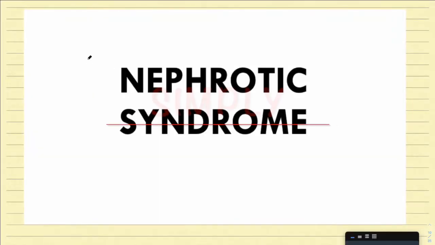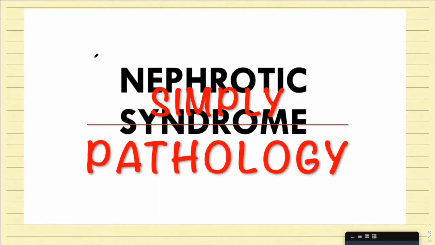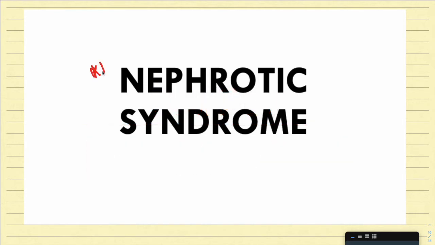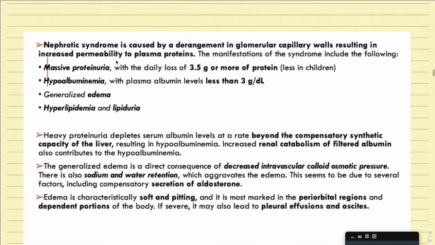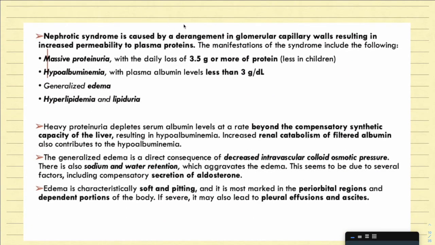Today we are going to understand about the nephrotic syndrome. What is nephrotic syndrome, and what are certain disease processes which exemplify the nephrotic syndrome? So nephrotic syndrome, as you will see, is caused by derangement in the glomerular capillary walls, which results in increased permeability to plasma protein.